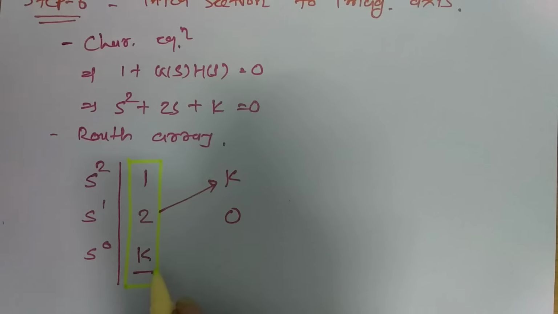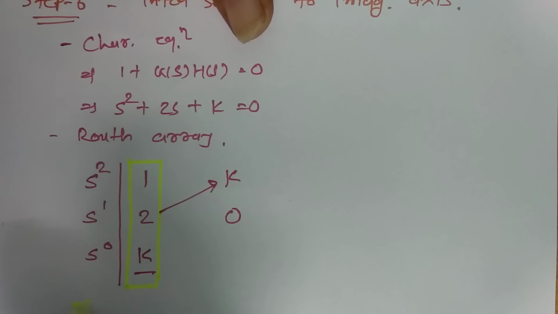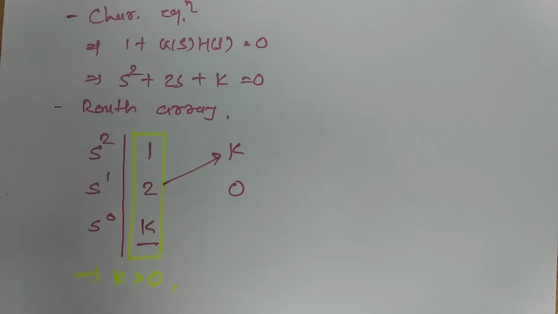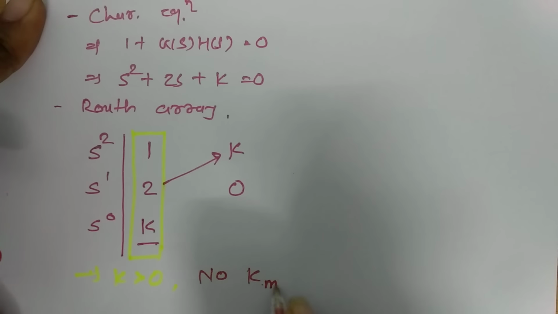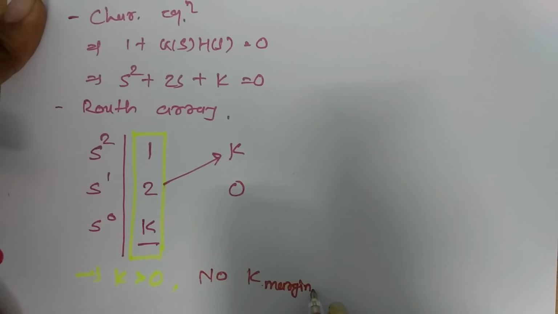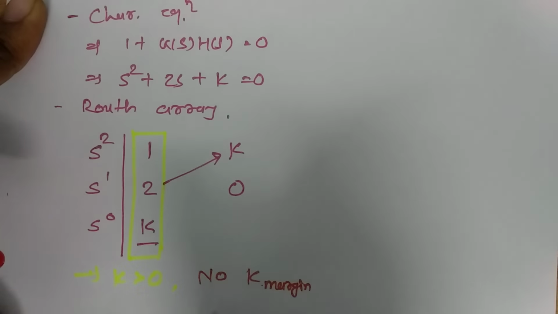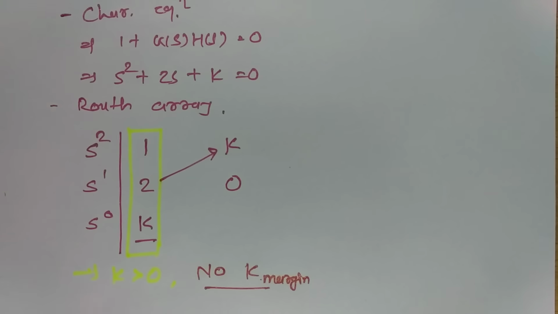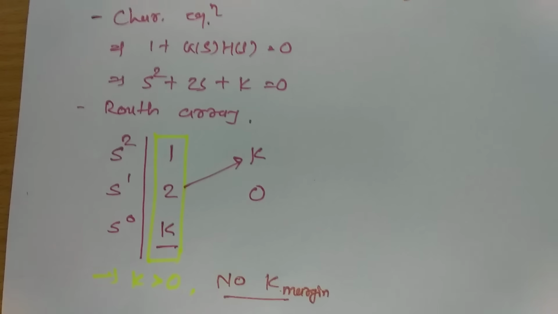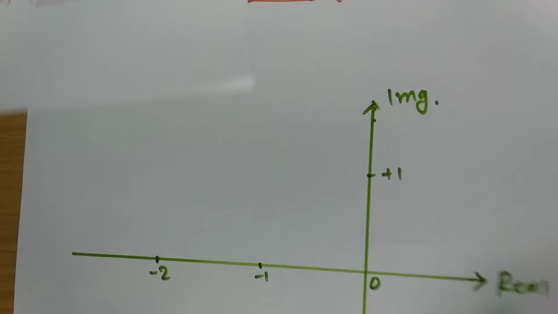So here, for stability, the value of k should be greater than 0, and there is no intersection with the imaginary axis. The reason is there is no marginally stable system, so we don't have any intersection with the imaginary axis. Now after having all those steps, let us plot the root locus.